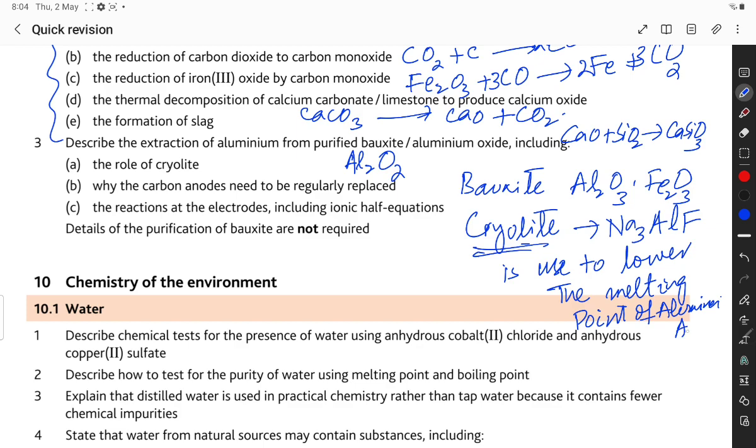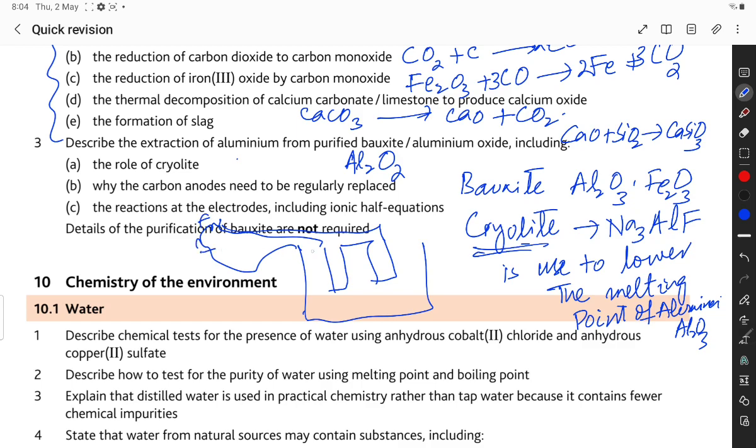Aluminium oxide, Al2O3. Why is carbon needed? Because carbon rods burn, so for continuation of the process, carbon rods are periodically replaced after regular intervals of time. Carbon anodes get burned because oxygen is produced at the anode. So this is the extraction process. These are the carbon rods.